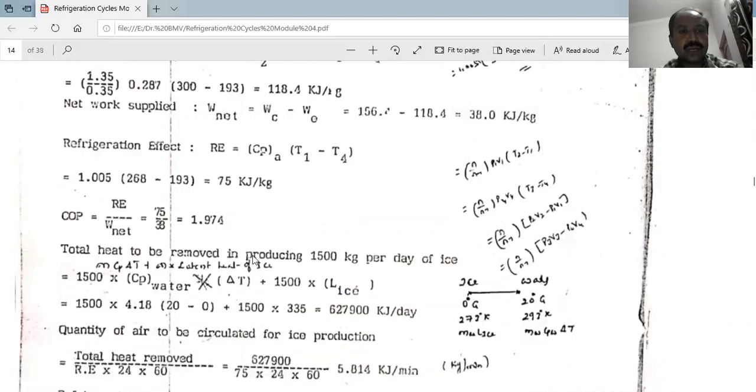Then the total amount of heat to be removed for producing 1500 kg per day of ice is equal to m Cp into delta T plus m into latent heat of ice. Here m is 1500, Cp of water is 4.18, delta T is 20 degrees centigrade, the initial temperature of water, minus 0, plus 1500, the m, into the latent heat.